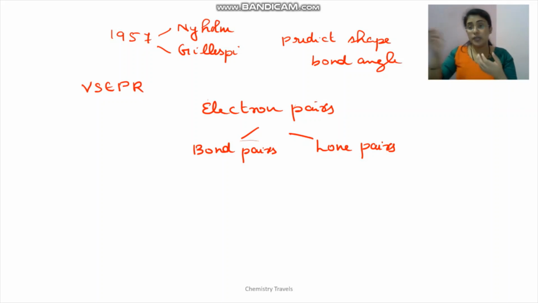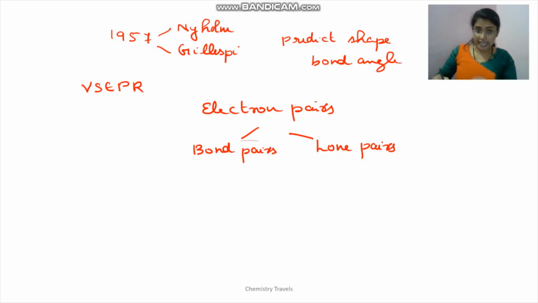They are not being shared with any other surrounding atom. A lone pair lies localized on the central metal atom, and because of this it is not being shared by anything. So this gives rise to more repulsion. Lone pairs provide more repulsion. They take up more space. They provide more repulsion compared to the bond pairs.